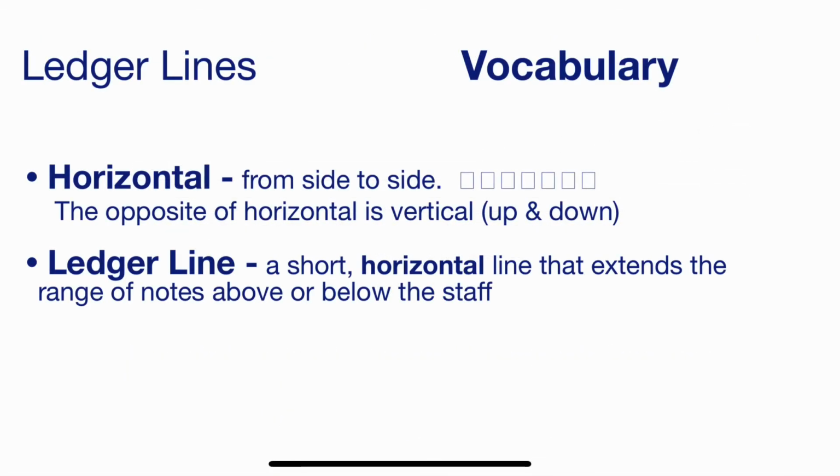For the vocabulary in this lesson, we have the first term, which is horizontal and means from side to side. The opposite of horizontal is vertical, which means up and down. The ledger line we know is a short, horizontal line that extends the range of notes either above or below the staff.